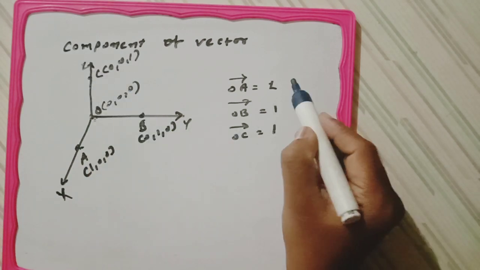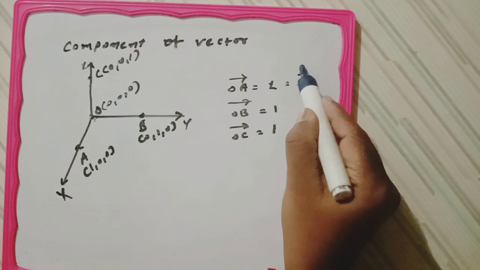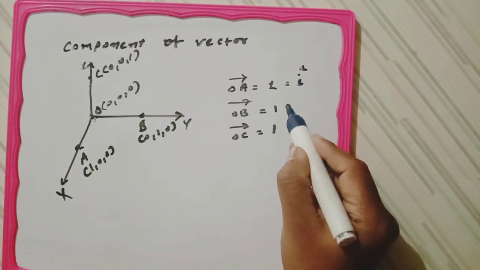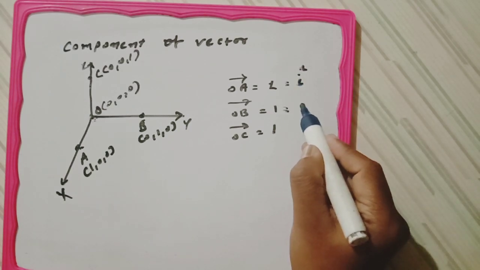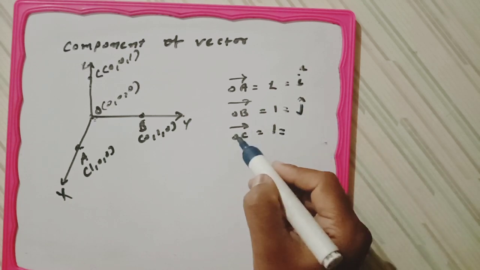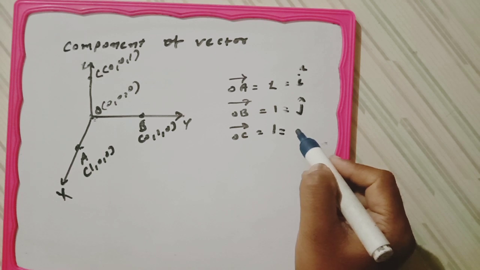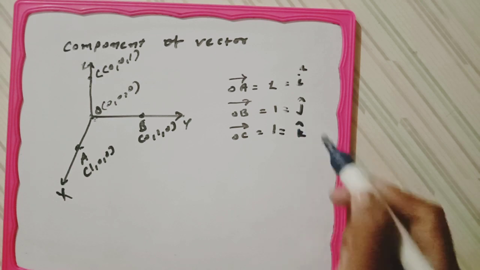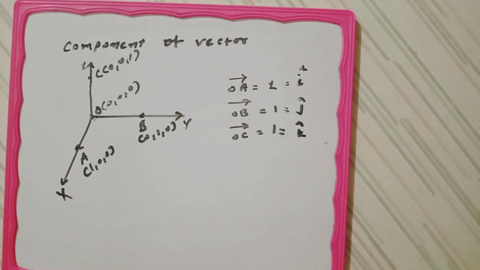Then the unit vector on the x-axis is represented as i caret, the unit vector on the y-axis is represented as j caret, and the unit vector on the z-axis is represented as k caret, respectively.